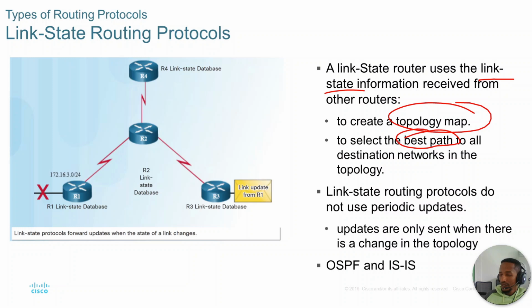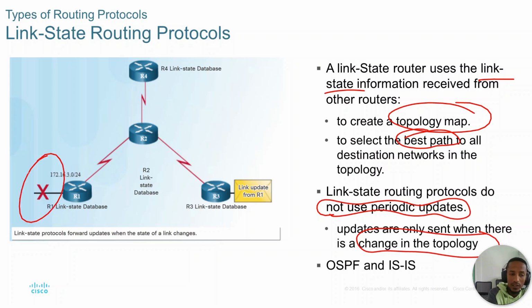One of the advantages of link state routing protocols is they don't use periodic updates. Periodic update means they send routing protocol information every 30 seconds or every 1 minute. There is nothing periodic or repeated. They update only whenever there is a change in the topology.